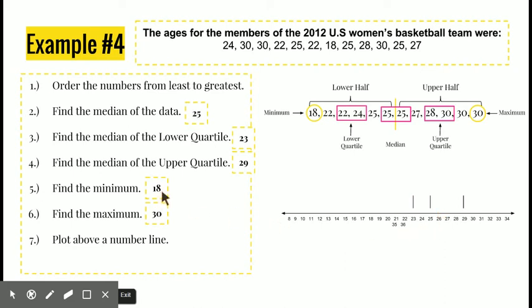Now the minimum is at 18, which means we're just going to put a dot right there. And the maximum is 30, so we're going to put a dot right there. Now we've got basically the start of our box and whisker plot, and to finish that, we just draw a line around the box, and that creates our box. And then there's a line that goes from the minimum all the way through to the maximum. And that's it. Our box and whisker plot is created.